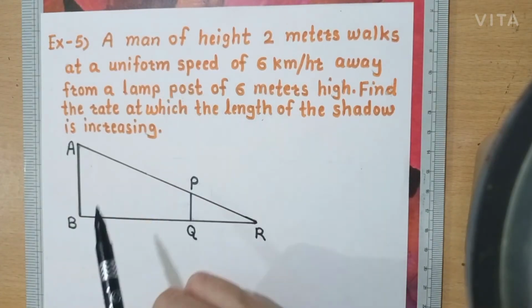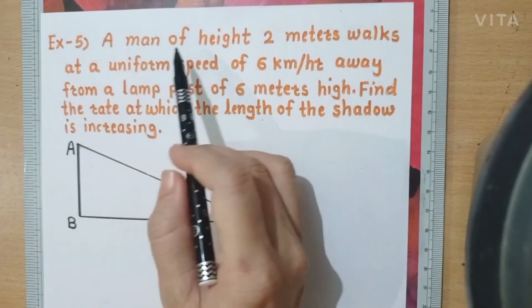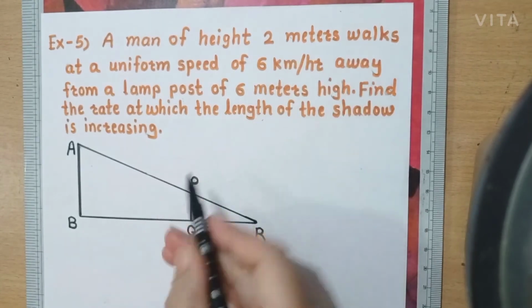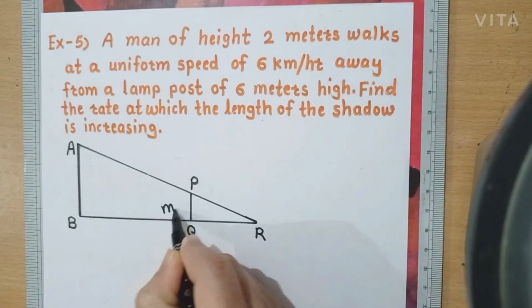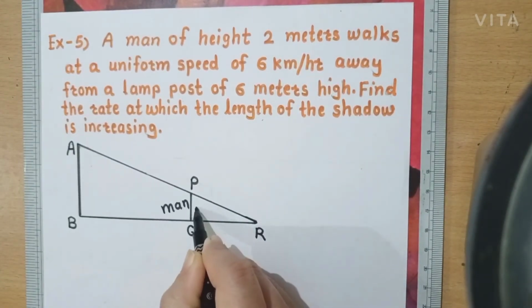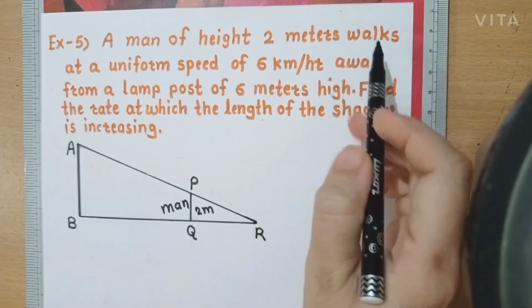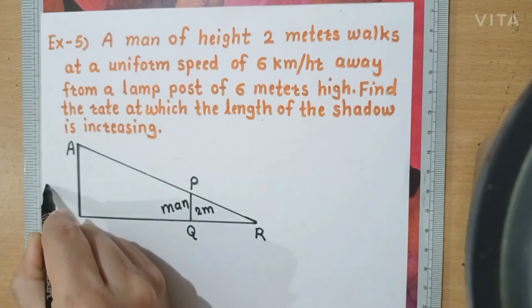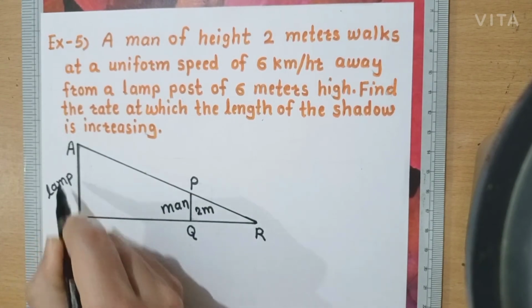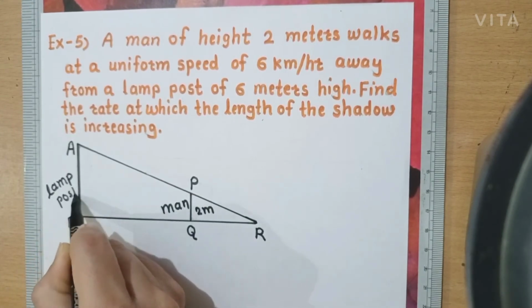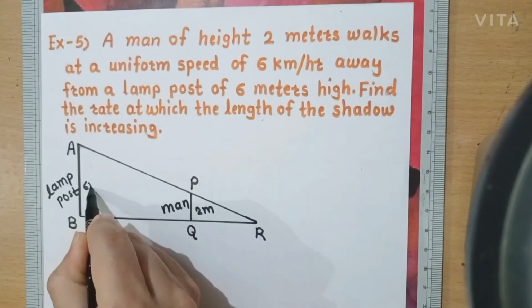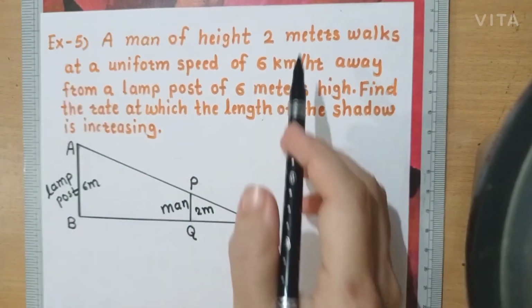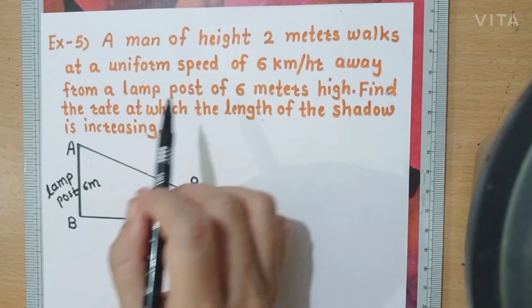Let's solve this example. Here a man of height 2 meter walks. So let PQ be a man with height 2 meter, walks away from a lamp post. So let AB be a lamp post of 6 meter height. Again walks at a uniform speed.